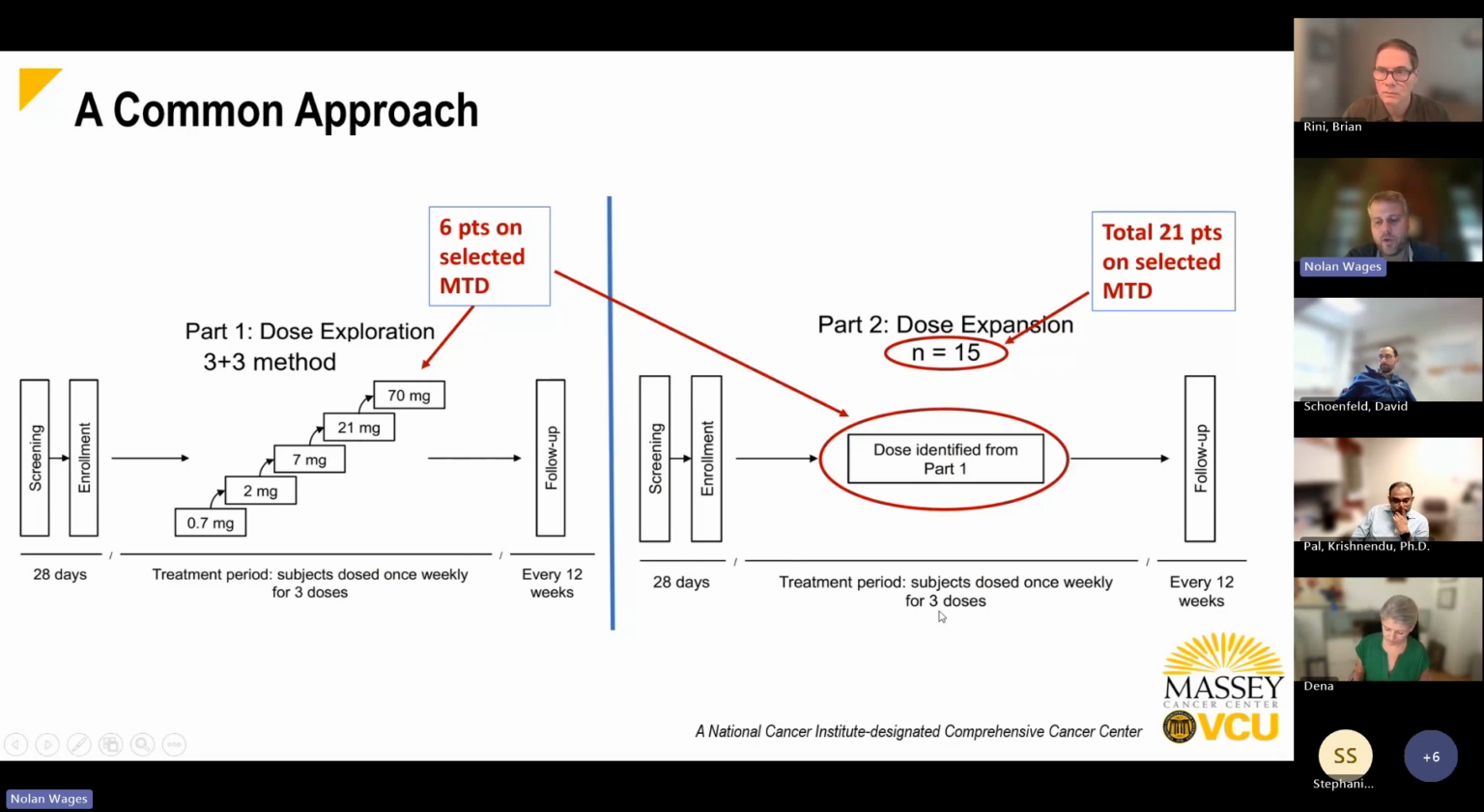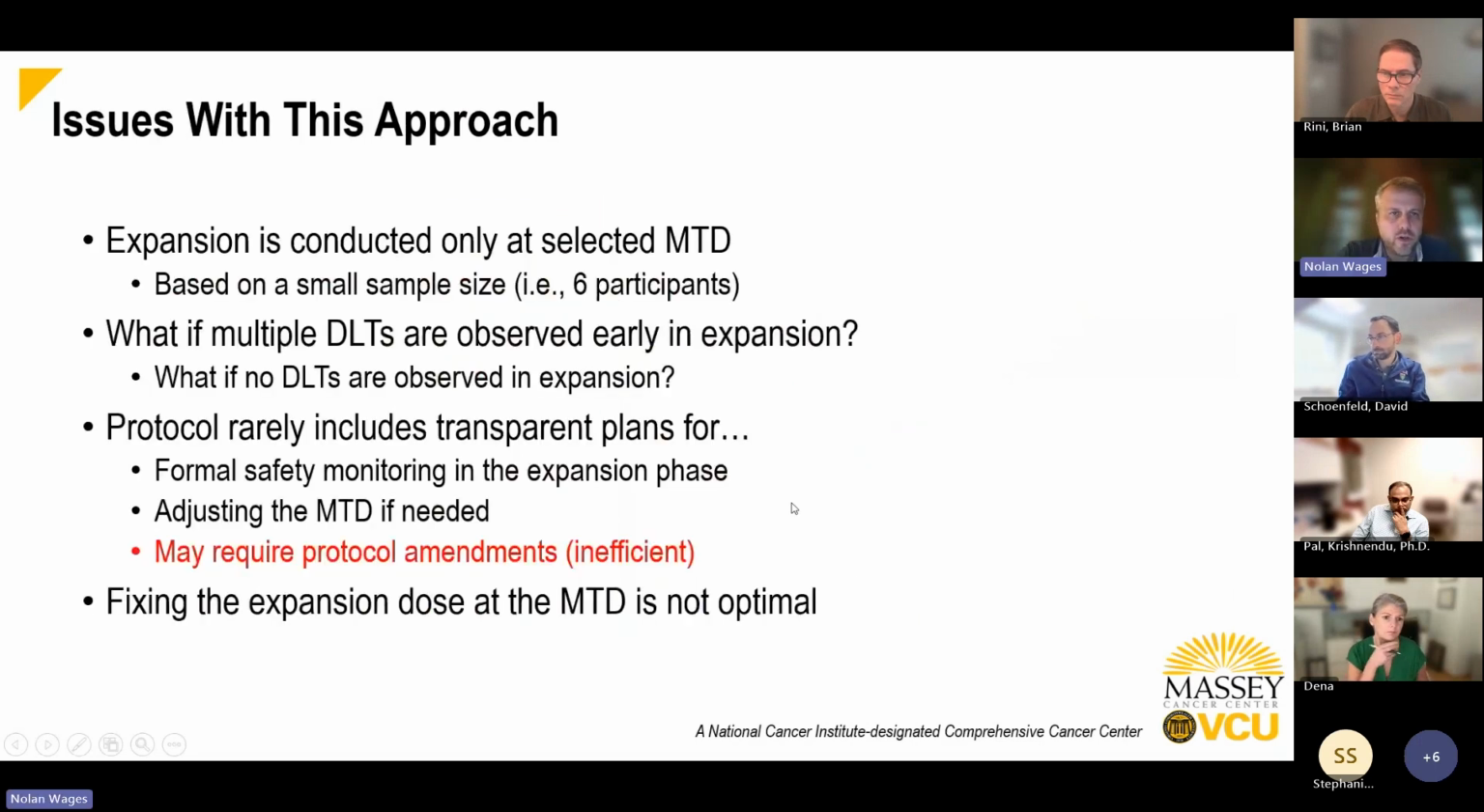This is quite a common approach in this space to get further data on the dose in the dose expansion after we've decided on it with a small number of patients in the dose exploration or dose escalation. The issue with this approach is that expansion is conducted only at that selected MTD historically. So that's based on a small sample size. As we've seen, only 6 participants are going to be treated at one of the dose levels before we move that dose level to the expansion cohort.